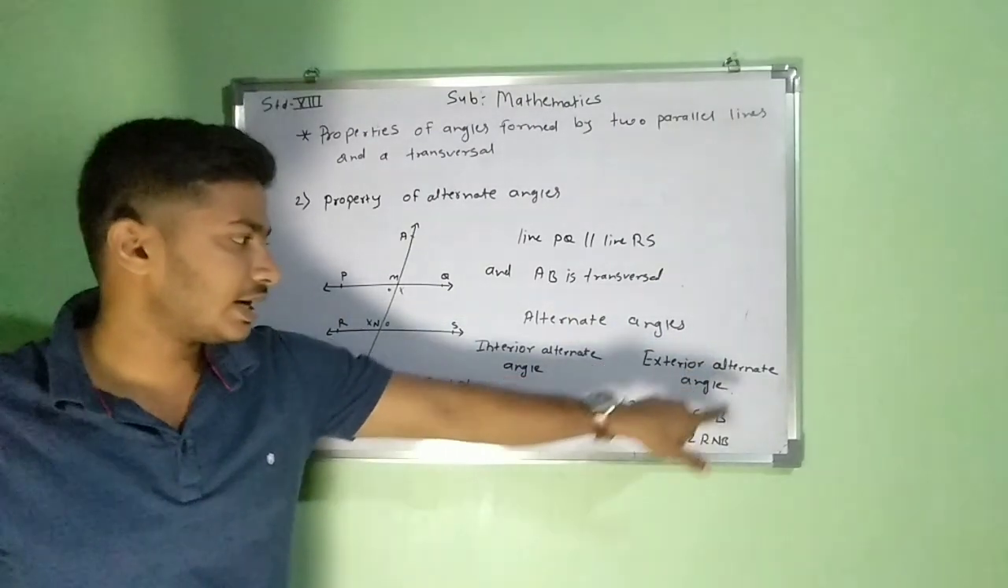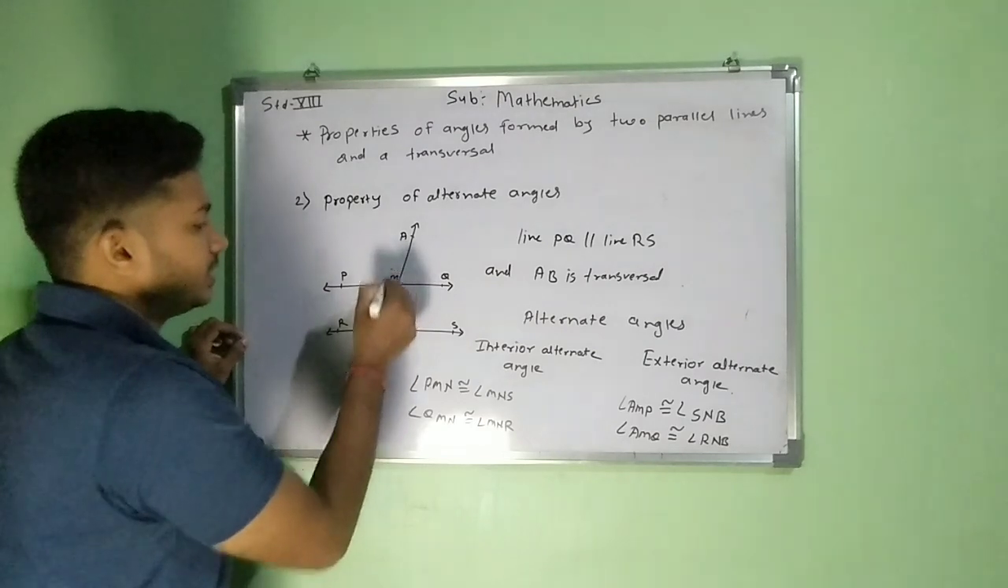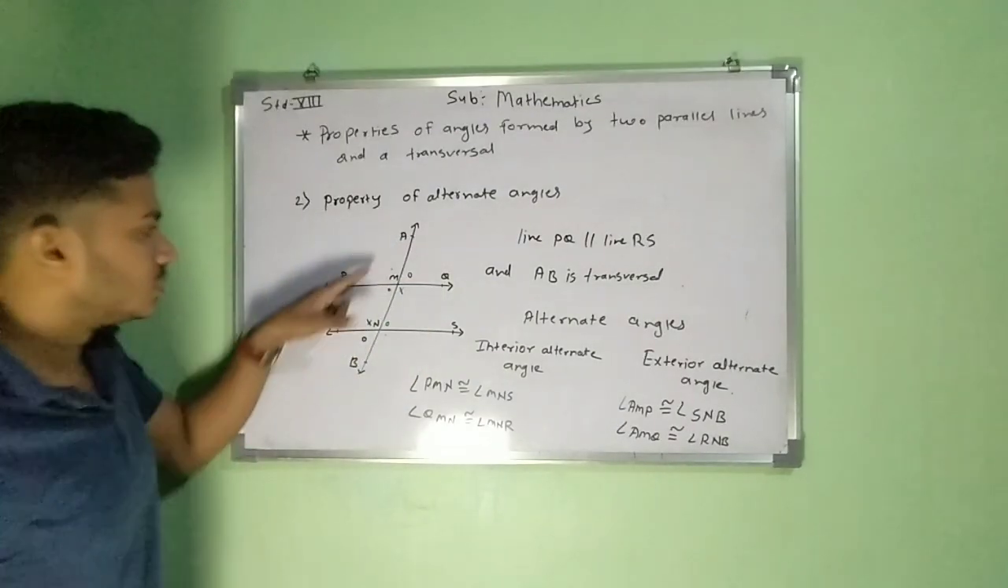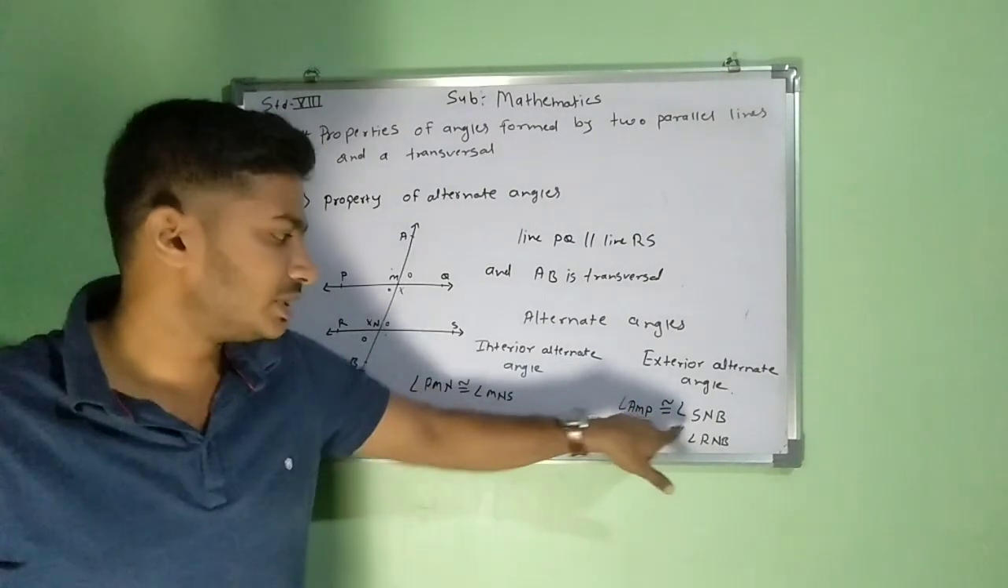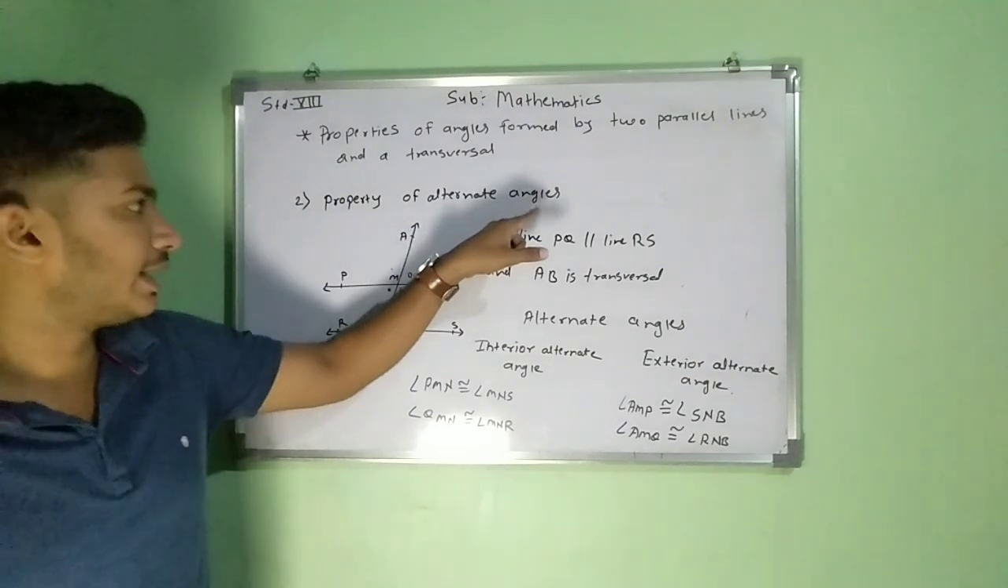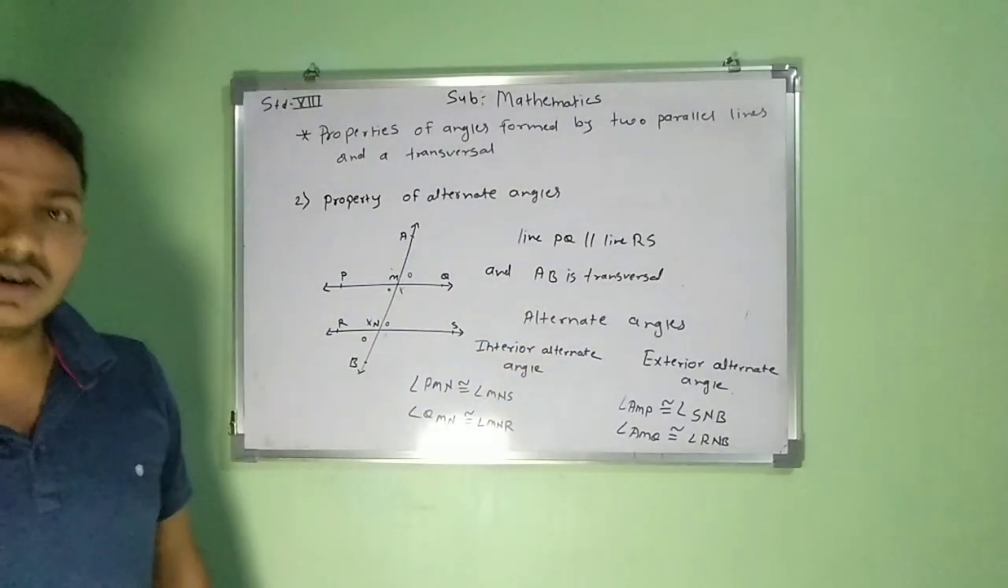Now similarly for exterior angles also, this angle is exterior to this one, and this angle is exterior to this one. So these two angles also have the same measurement, that means they are congruent to each other. So the property of alternate angles is they are congruent to each other.